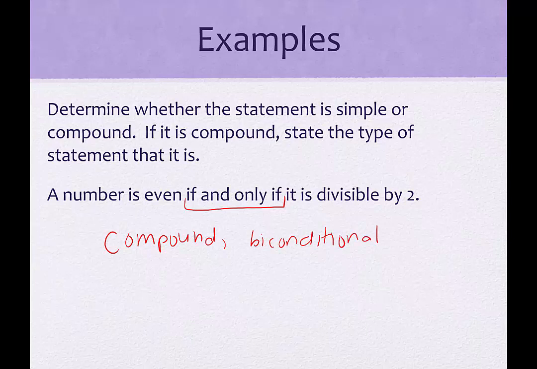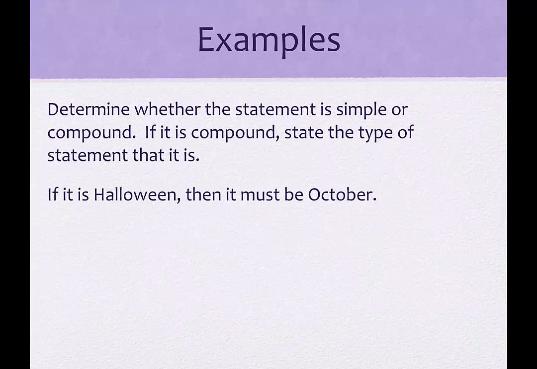In our last example, if it is Halloween, then it must be October. This one is a compound. And specifically, what kind of compound? This one is a conditional. This is a conditional statement. The two simple statements here that we could pull out: it is Halloween is one of them, and then it is October is the other one.